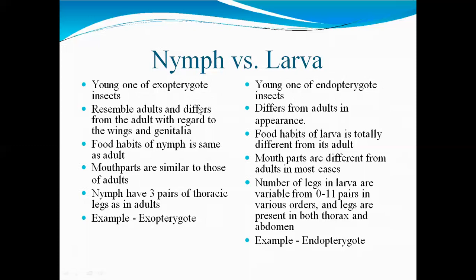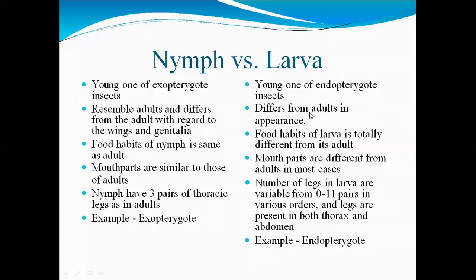The second difference is resemblance to the adult. The nymph resembles the adult and differs from the adult with regard to the wings and genitalia, while the larva differs from the adult in appearance. The adult and the nymph are both the same, and in the larval stage the adult and larva are different according to their appearance. Like, if we take one example.